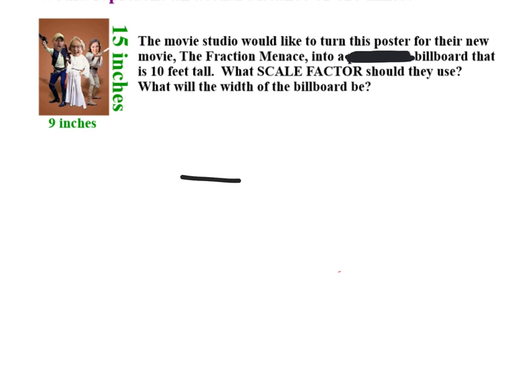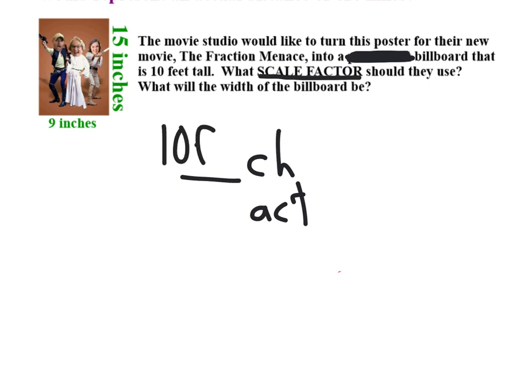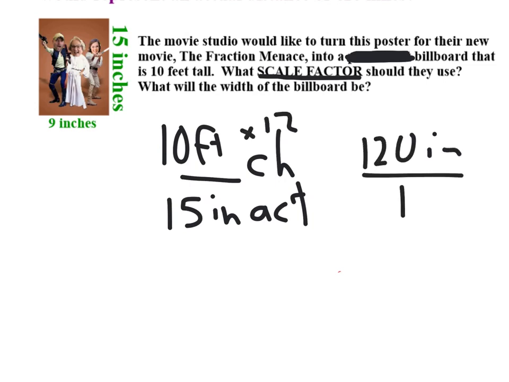Well, to set up a scale factor, I just need the changed over the actual, but it does say scale factor, so I don't want to have different labels. So let's see. We want the change to be 10 feet, and the actual is 15 inches. Well, now that's a scale, but it's not a scale factor because they have 2 different labels. So aren't there 12 inches in each foot? So I'm going to just take that times 12. That would be 120 inches over 15 inches, which then, of course, the inches can disappear, and that fraction will simplify to 8 over 1.